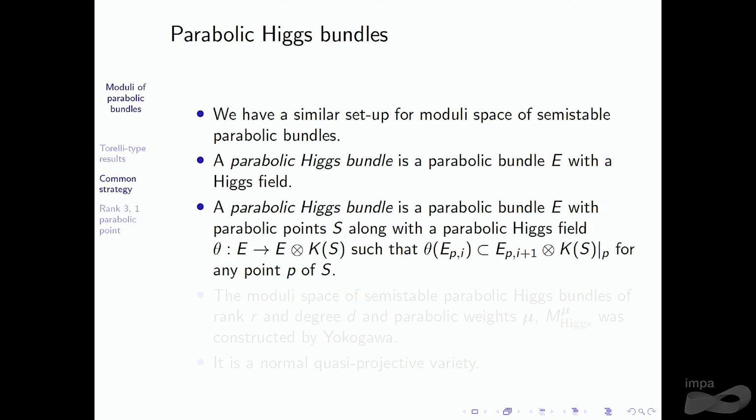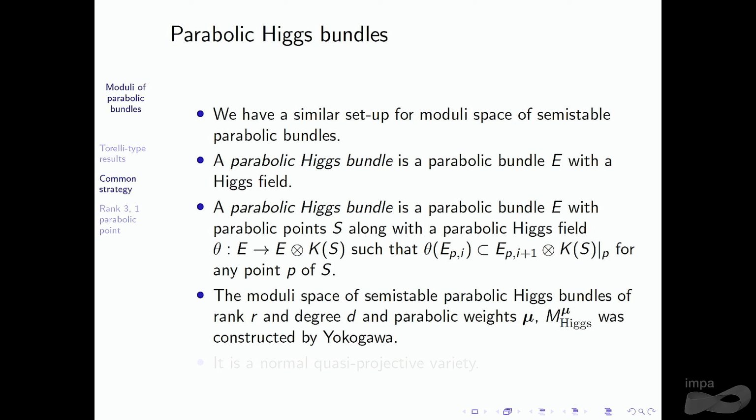There is a name for when this happens. This is called a strongly parabolic Higgs field, but I didn't want to add more things. If it doesn't shift by 1 but just remains the same, then it's just a parabolic Higgs field. For our purposes, this is normally what people look at. Again, the moduli space of semi-stable parabolic Higgs bundles of any rank, degree and parabolic weights mu is actually a moduli space, and it was constructed by Yokogawa. It is a normal quasi-projective variety.